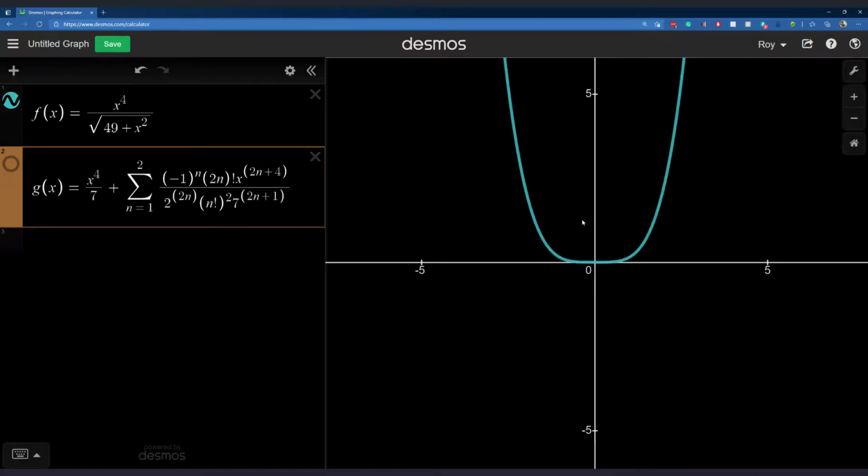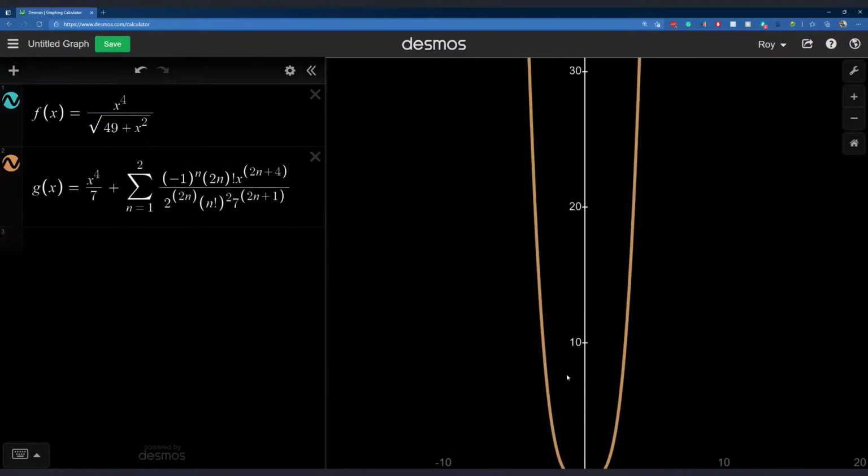So in blue is the original function. And when I turn on this graph right here of g of x, it's just going to show x to the 4th over 7 plus the first and second terms of the Taylor series expansion about 0. Only 3 terms altogether. And yet when I turn that on so you can see it, it almost is identical to the original graph. In fact, it pretty much is.